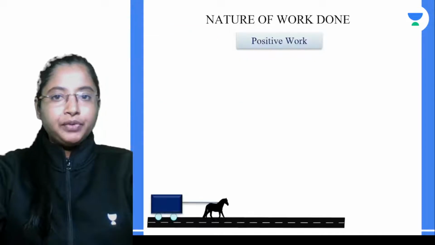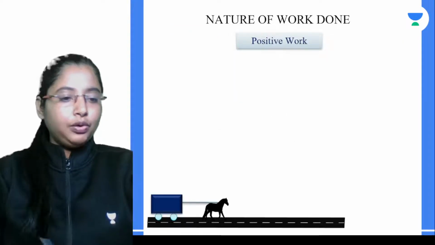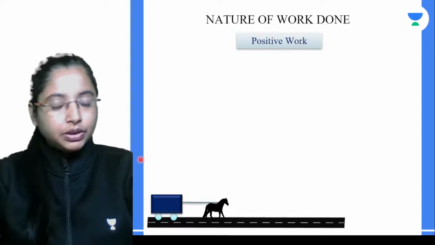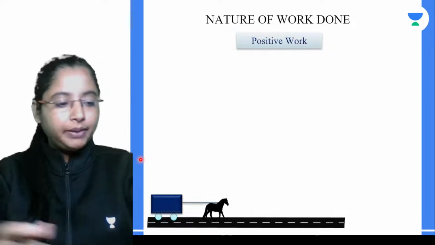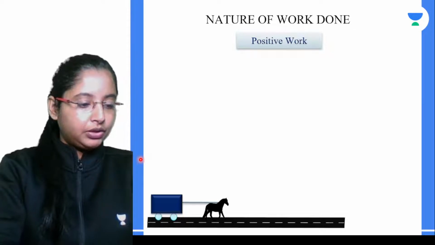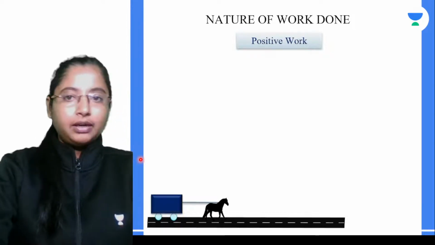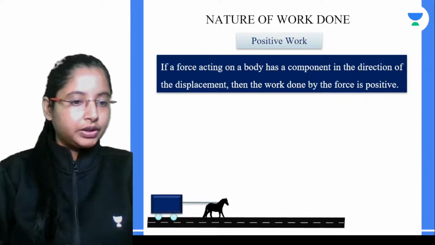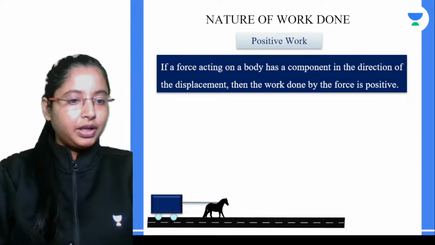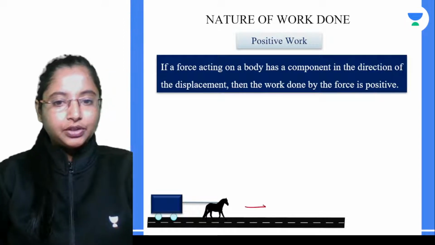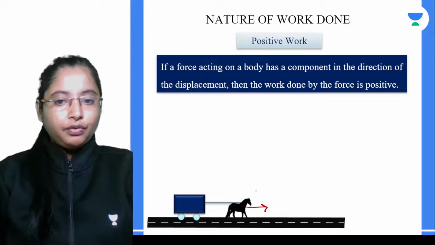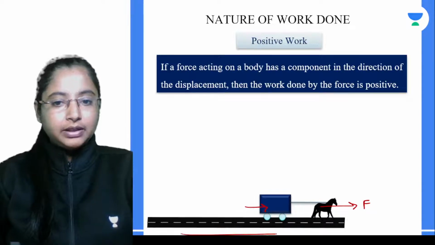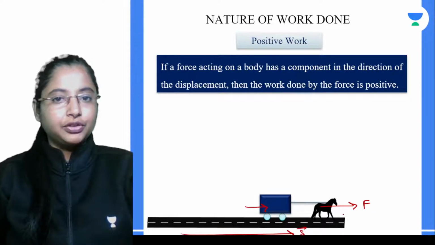Now, when you talk about the nature of work done, work done can be positive, it can be negative, or it can be 0 as well. Let's say you're applying a force, for example this horse is pulling the cart. The force applied by the horse is in this direction, and for the force applied, the displacement is also in the same direction.